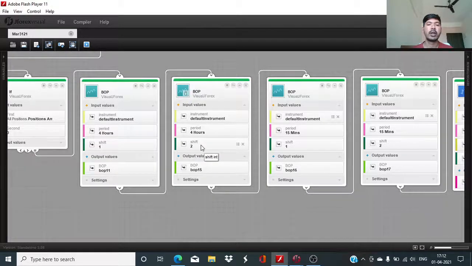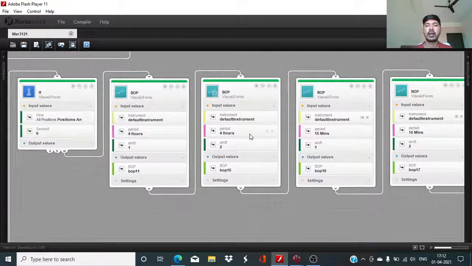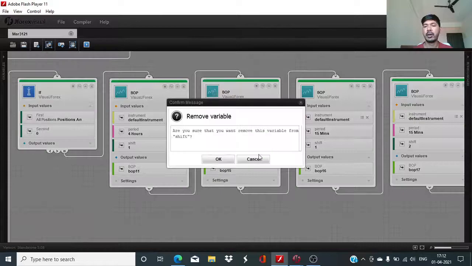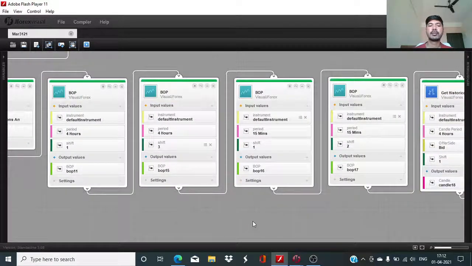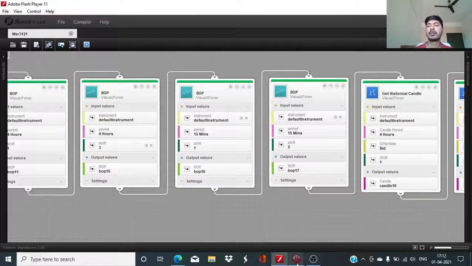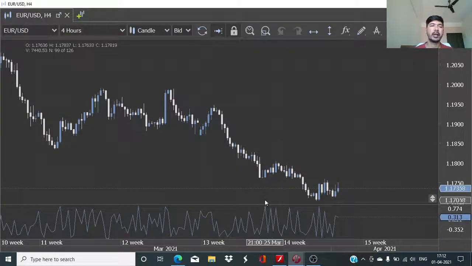And for that we will need to change the shift value to 3 from 2, and after changing that, I think we can define the conditions which will give us the 8-hour time window for the execution of the buy trade. So I think that will be more appropriate. So I will change this to 3, and now we head back to the charting.